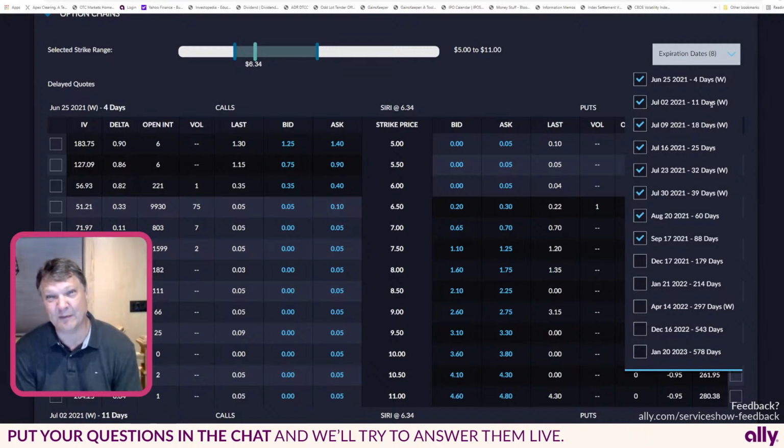But the option chains will highlight for you what's considered an actual weekly expiration and what's considered a normal monthly expiration. So the July 16th day is a normal monthly, the August 20th day is a normal monthly, and the September is a normal monthly overall.